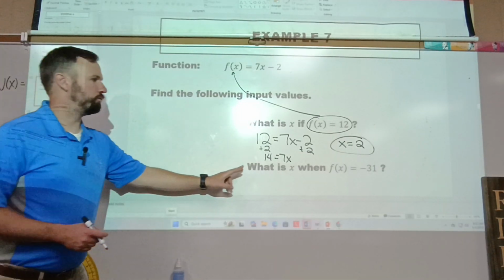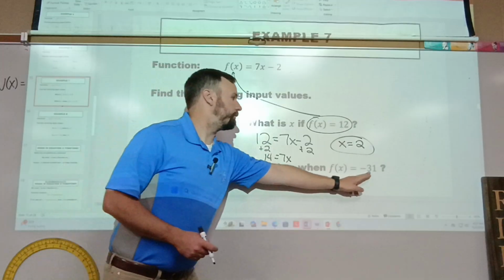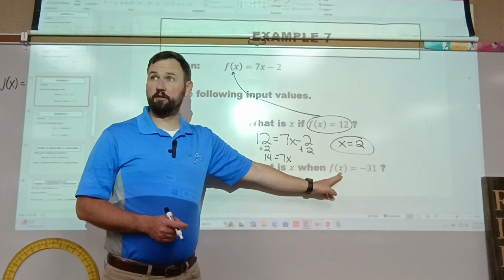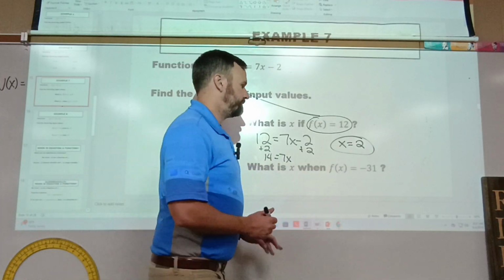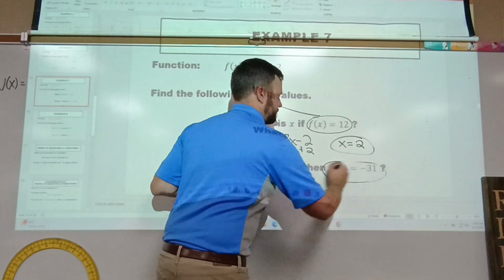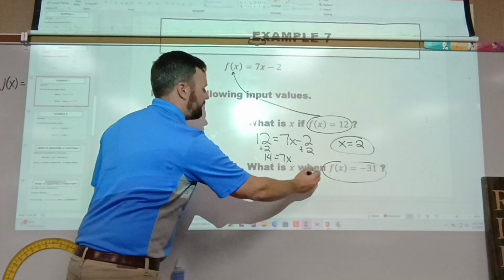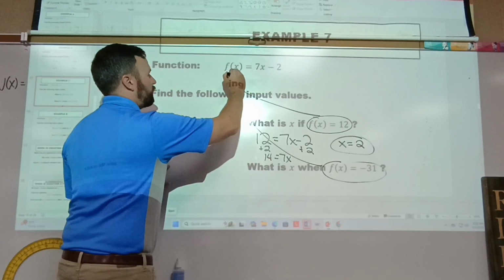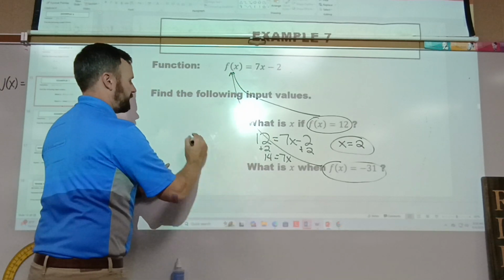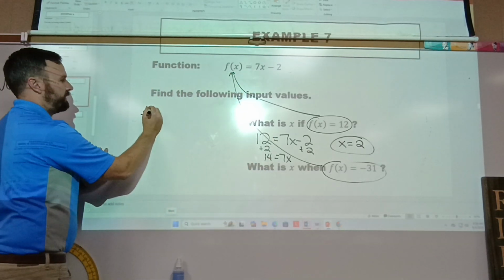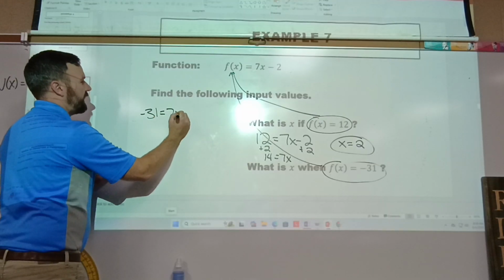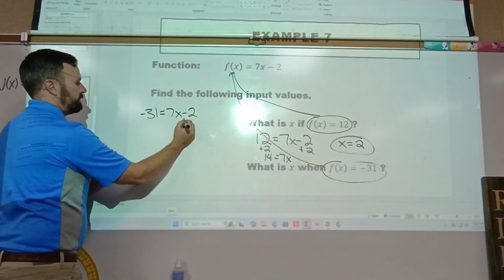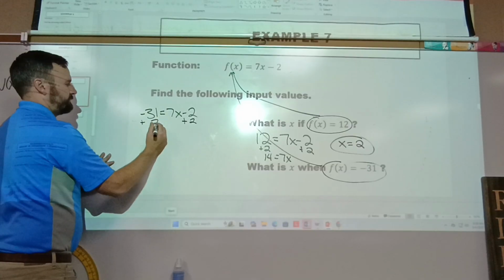I'm not plugging that in for x because there's nothing in there for x. I don't know what x is. I'll set up one more time. I'm going to take that and plug it in wherever I see an f of x. Sorry, I'm going to use this space right here and run out of room. -31 equals 7x minus 2. Solve it.